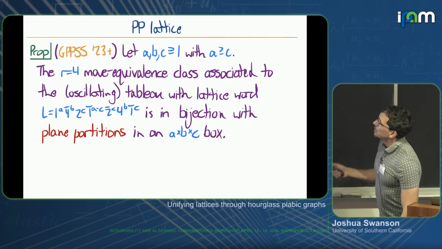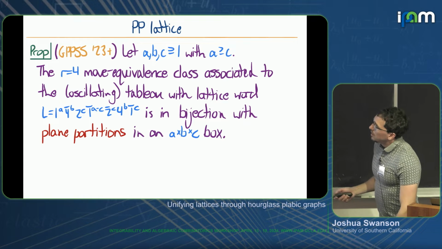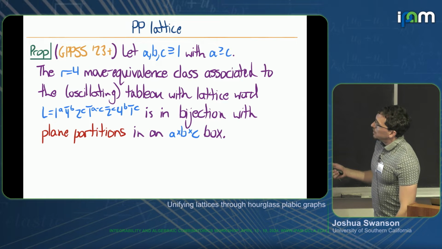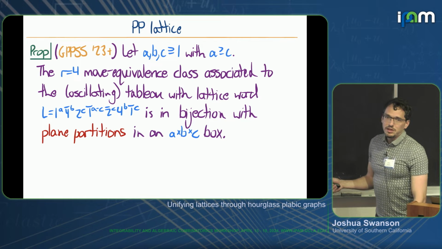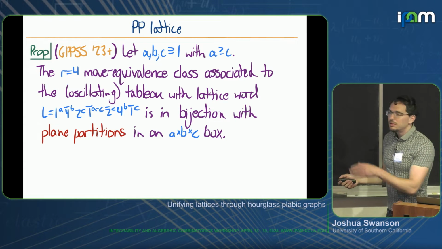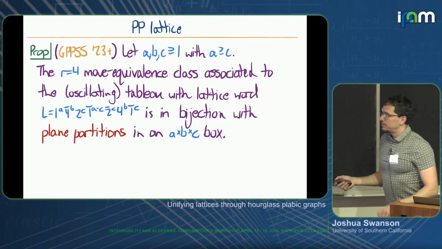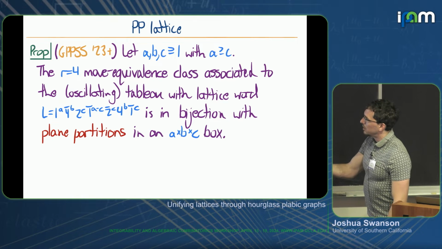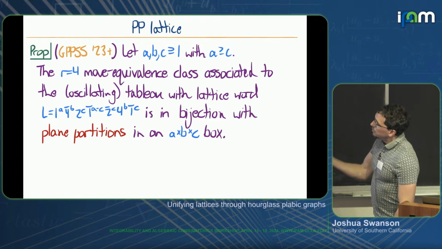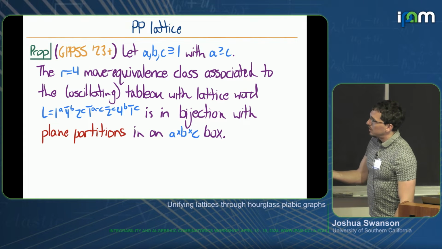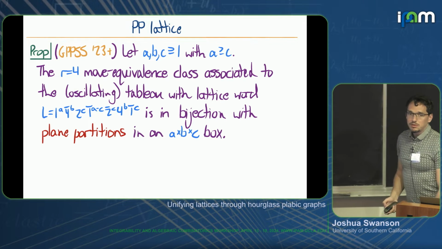So here's the plain partition version. The move equivalence class associated to here, I have to use an oscillating tableau, and I'm writing it as a lattice word, really a highest weight word. The details don't matter. You can interpret this as a tableau-like object. Jessica had written out fluctuating tableau. Anyway, the move equivalence class associated to that guy is in natural bijection with plain partitions.